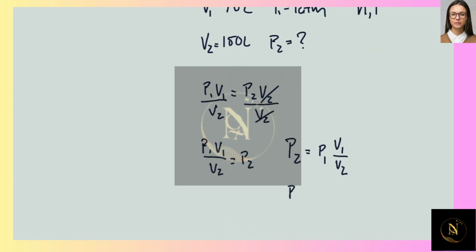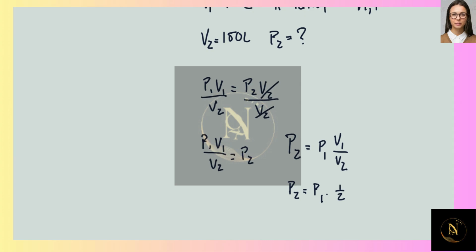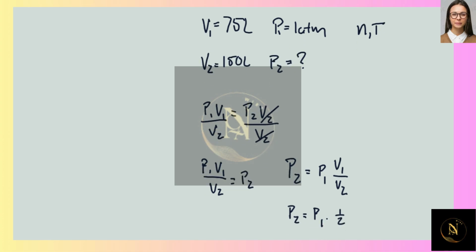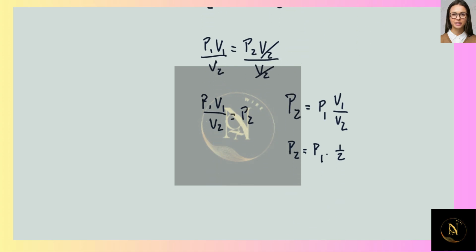So P2 is going to be equal to half of P1, right? Meaning our pressure will decrease by half, or our pressure will be half. So we'll go from 1 atmosphere. What's half of 1 atmosphere? It's half an atmosphere. To 0.5 atmosphere.